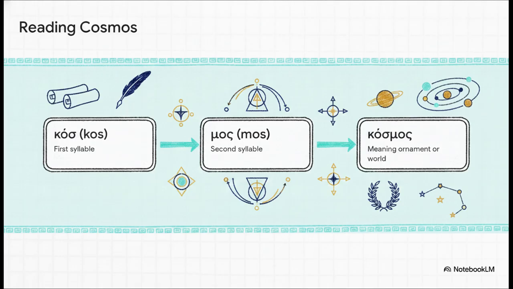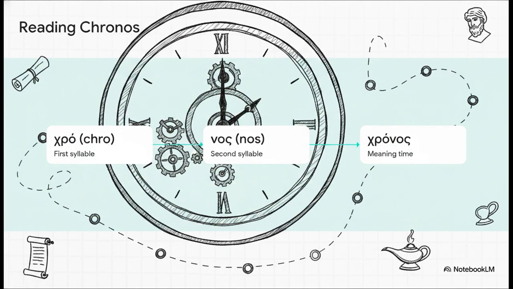Guys, you just read ancient Greek. Okay, let's do another one. First syllable is crow. You try it. The second syllable is nos. Say it out loud. Put them together and you get chronos. Chronos. This is the ancient Greek word for time, and it is exactly where we get English words like chronological or chronic.